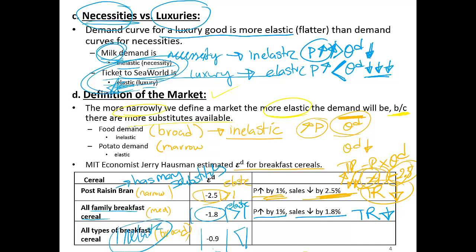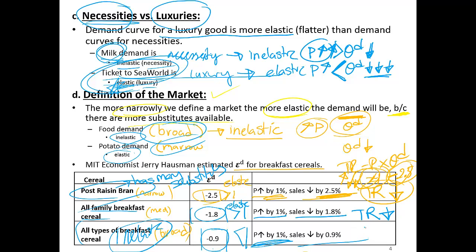Just like we said, if you define the market broadly, you're gonna have inelastic demand, narrowly, elastic demand. All types of breakfast cereal has few substitutes. Why? What else can you eat during breakfast? Well, instead of cereal, I can eat bacon and hash browns. I don't know. I can eat French toast. I can make a sandwich. You know, it doesn't have many substitutes, but Post Raisin Bran, oh my gosh, has many more substitutes. So if price increases, what does this mean? Negative 0.9. Price increases by 1 percentage point, sales will go down by 0.9 percentage point.